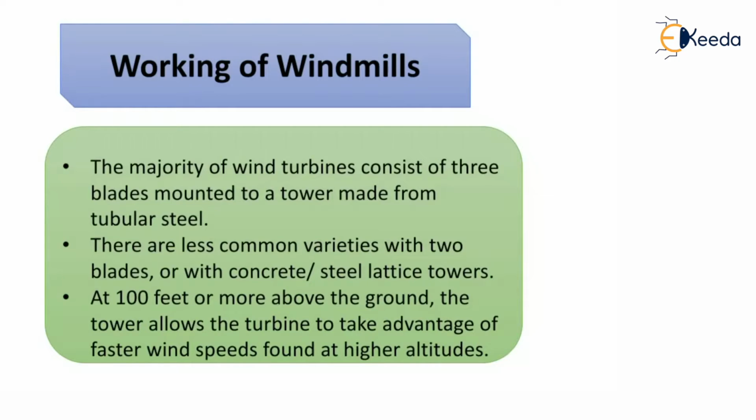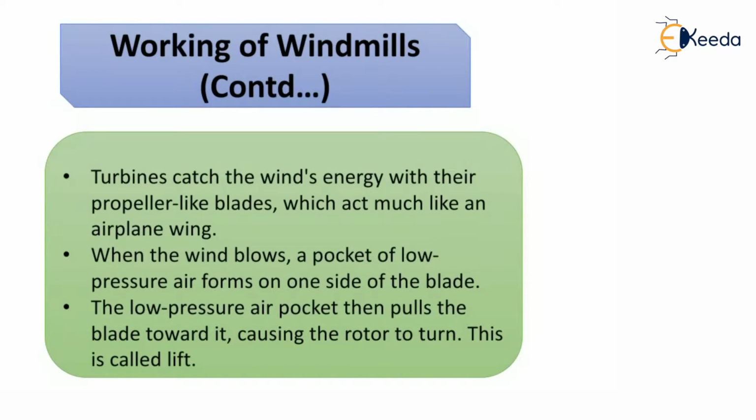The majority of the wind turbines consist of three blades. There are less common varieties with two blades. At 100 feet or more above the ground, the tower allows the turbine to take advantage of the faster wind speed found at a higher altitude. The turbines catch the wind's energy with their propeller-like blades, which act much like an airplane wing.